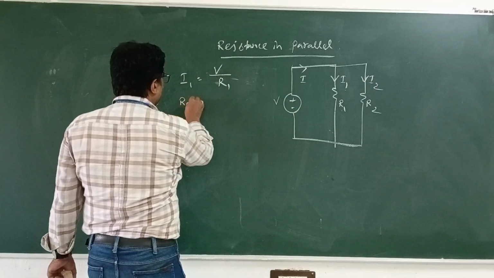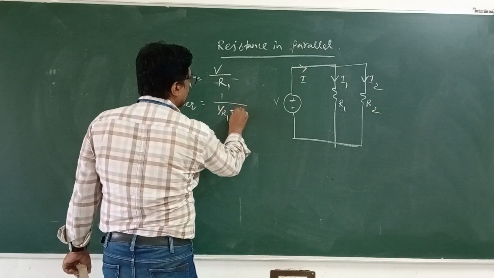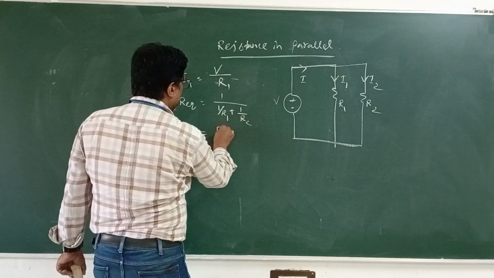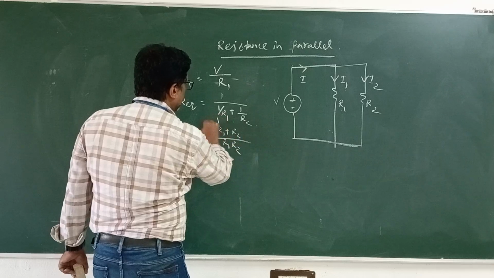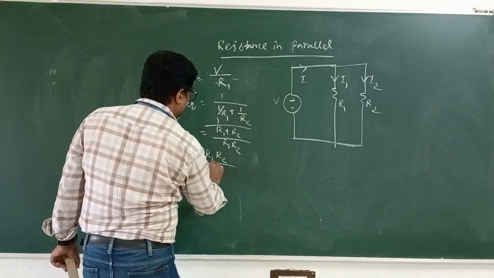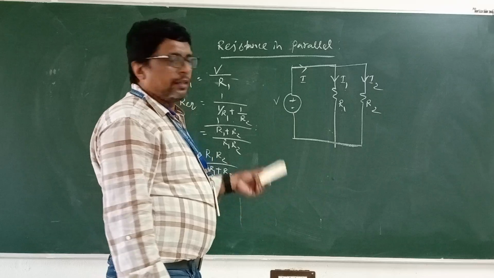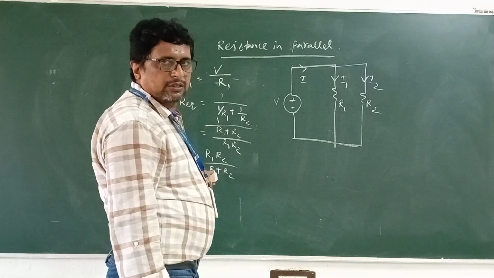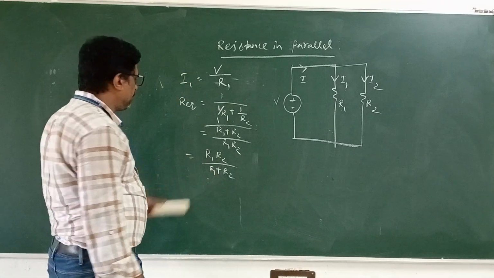R equivalent: 1 by R equivalent equals 1 by R1 plus 1 by R2. When you simplify this, you get (R1 plus R2) divided by R1 R2, and taking the reciprocal, R equivalent equals R1 R2 divided by R1 plus R2. So if two resistors are in parallel, then the equivalent resistance is simply the multiplication of these two resistors divided by the addition of these two resistors: R1 R2 divided by R1 plus R2.